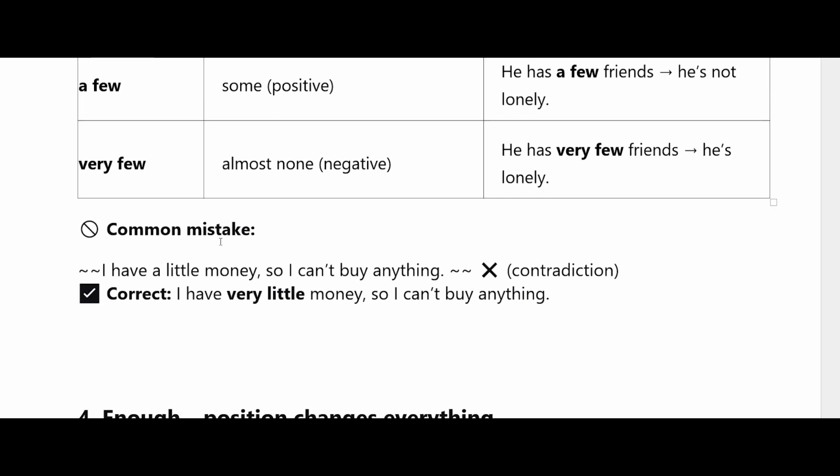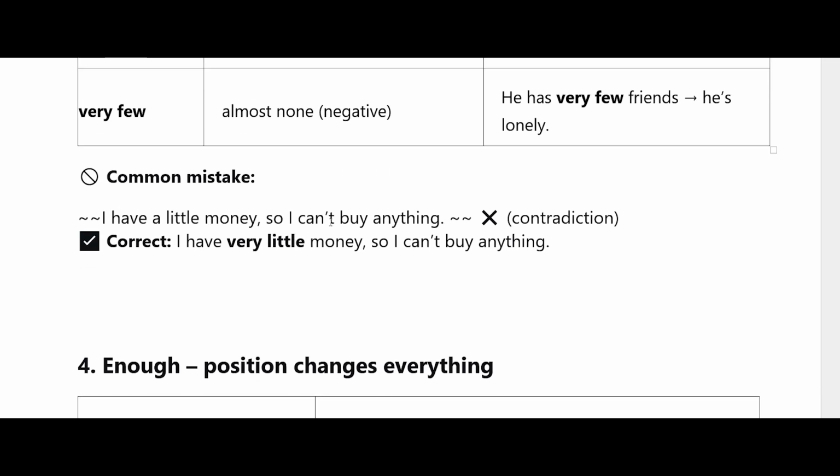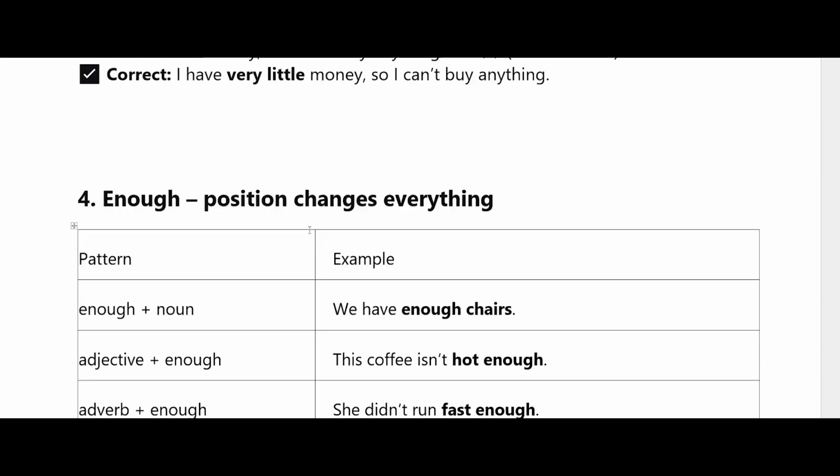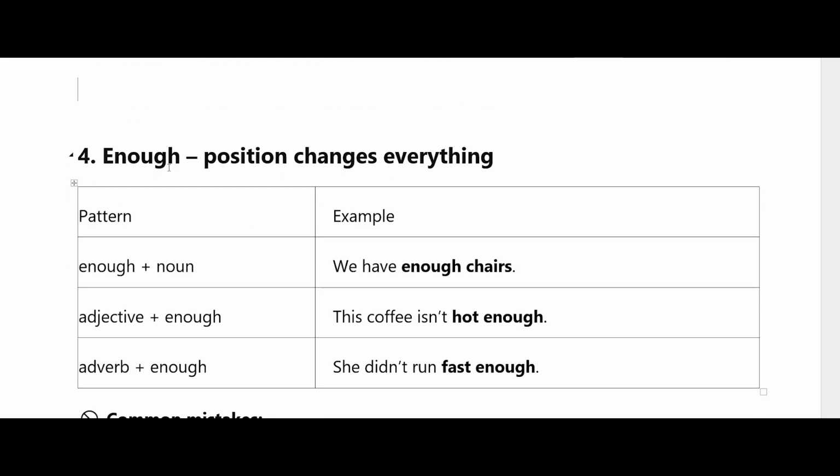So common mistake. I have a little money, so I can't buy anything. No, that's strange. If you say I have a little money, you mean that actually you have some. So I have very little money, so I can't buy anything. This one is correct because very little or just little money means you don't have much or you don't have any.